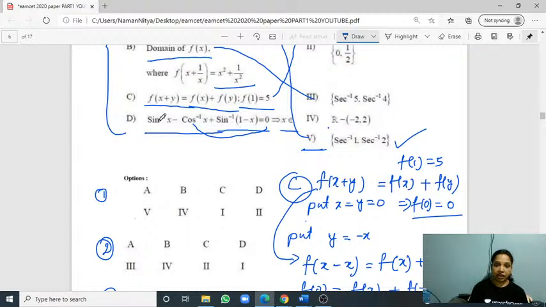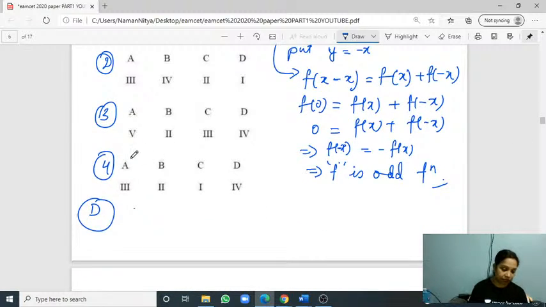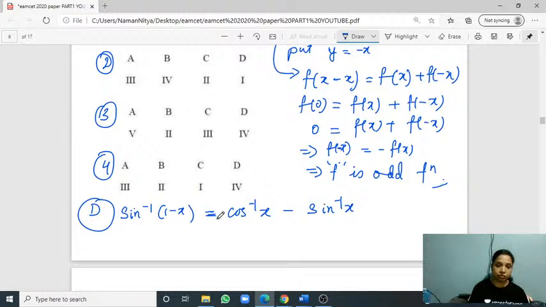And sine inverse x also to the right hand side. So what will I get? I'll get sine inverse 1 minus x is equal to cos inverse x minus sine inverse x. So all the formulas you are supposed to remember, try to recall all the inverse trigonometric function formulas, then only you will be able to solve this.